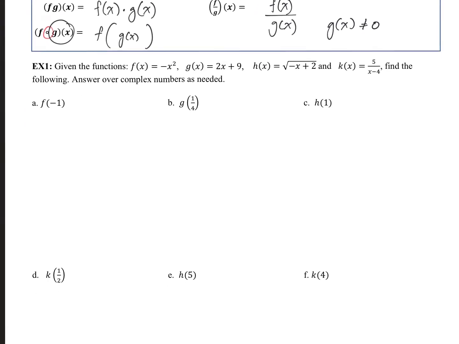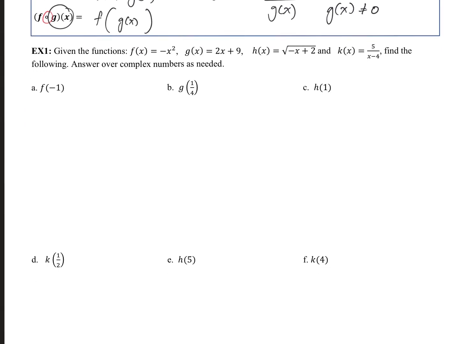So let's take a look at the example. Given the functions, we're given f, g, h, and k. So let's say we have f, g, h, and k. We're asked to find the following. Answer over complex numbers as needed.